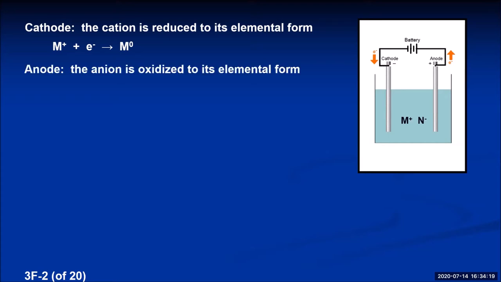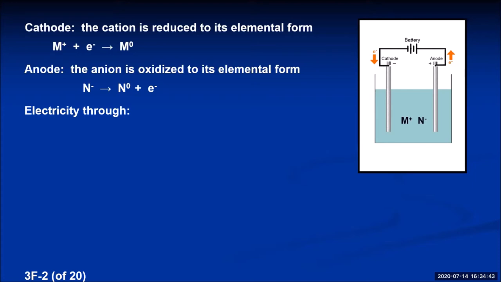So the anion at the anode is oxidized to its elemental state, so N minus will turn into N, which is neutral, and to balance the charge, you need to put one electron on the product side. So anytime you have a molten form of a salt, you should be able to predict the reaction that occurs at the cathode and the anode. Let's try a couple of examples.